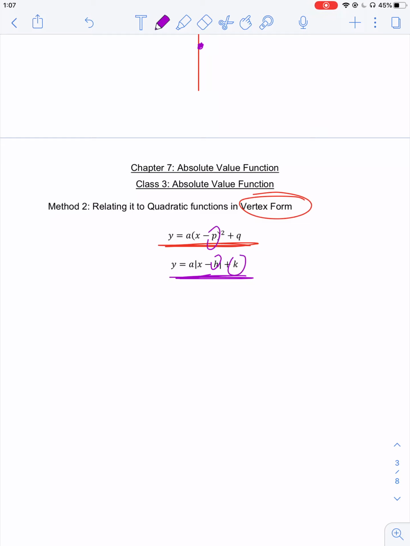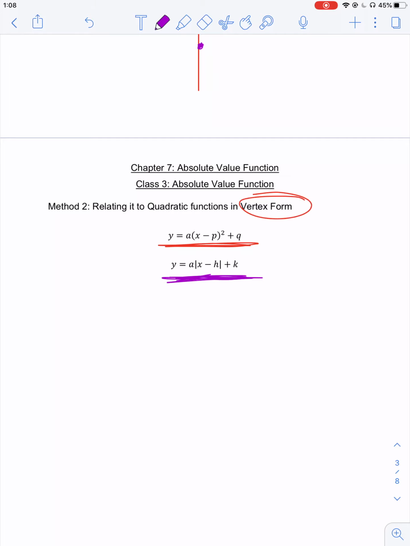The p and q seems to only apply to a quadratic function, okay? But h and k is the more general term. So your h and k are the coordinates of your vertex, okay? So we're going to use this definition.